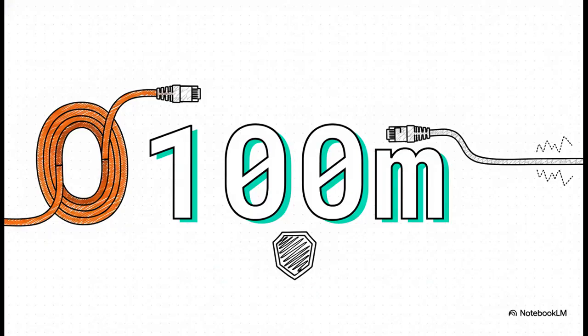See, a standard copper network cable has a physical limit. Once you go past about 100 meters, or around 328 feet, the signal just gets too weak and unreliable. So this 100-meter mark suddenly becomes a critical new piece of information in our decision-making process.